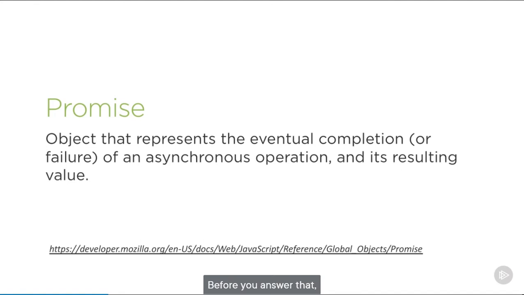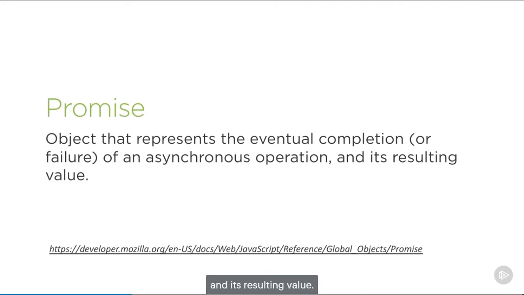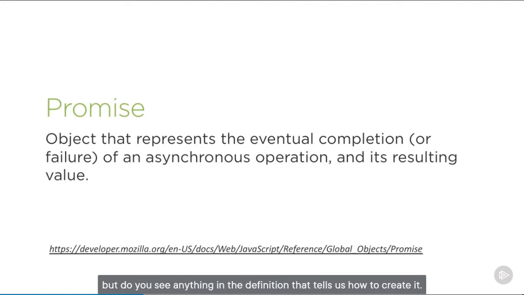Before we answer that, let's look again at the definition we saw earlier in the course. A promise is an object that represents the eventual completion or failure of an asynchronous operation and its resulting value. We've already talked about eventual completion and we've talked about asynchronous operation. But do you see anything in the definition that tells us how to create it? Well, it starts with the first word. A promise is an object.